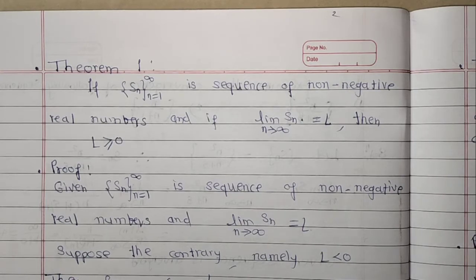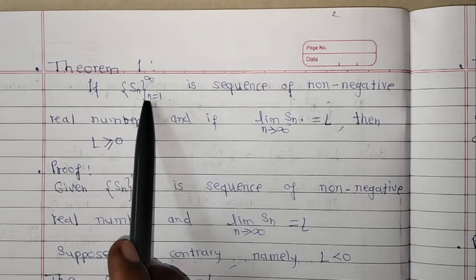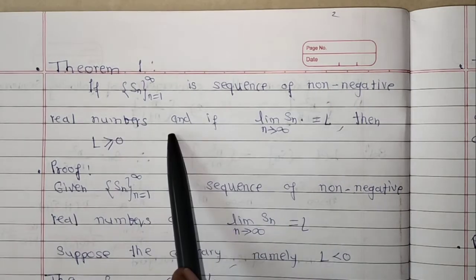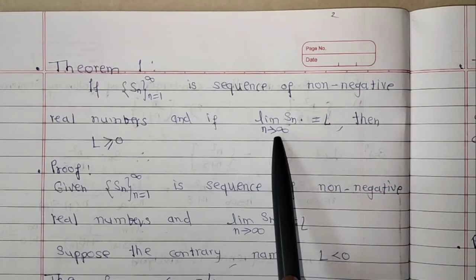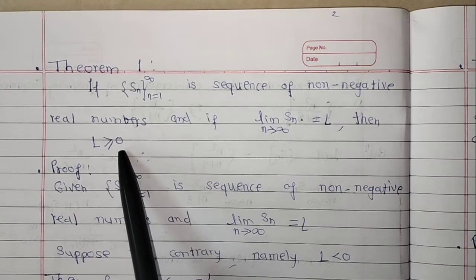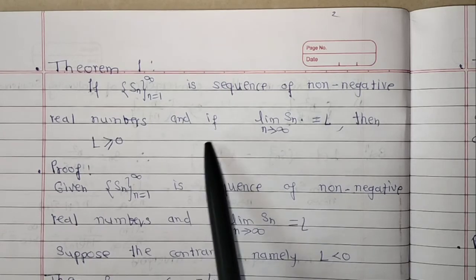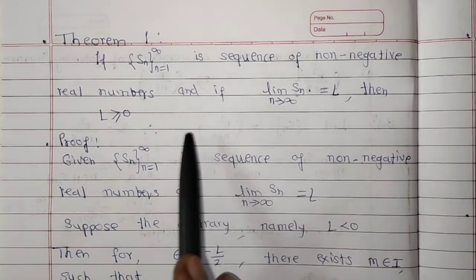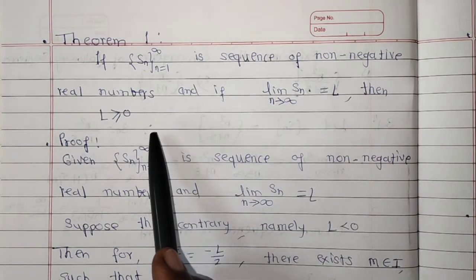The statement of this theorem is: if the sequence Sn, n going from 1 to infinity, is a sequence of non-negative real numbers, and if the limit of Sn as n tends to infinity equals L, then L is greater than or equal to 0. That means the sequence is of non-negative real numbers, that is, positive numbers, and the limit of this sequence is L, and we have to prove that L is greater than or equal to 0.